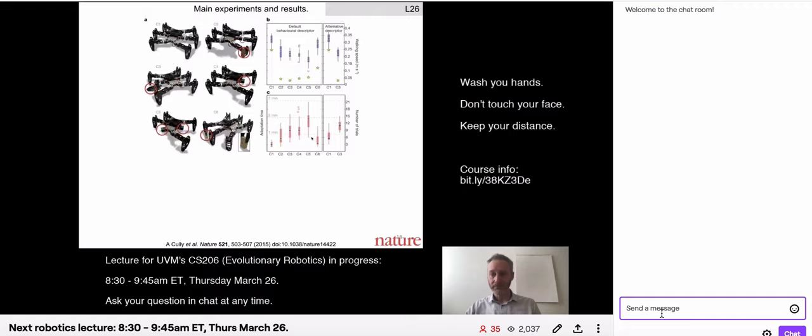So let's take C6, which was this one here. It took only three physical trials to recover this amount of speed, which is about 0.3 meters per second. And you can see in the inset here, those three trials took about 30 seconds, very, very quick.